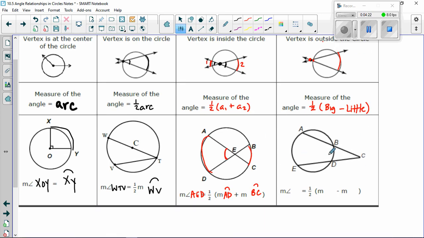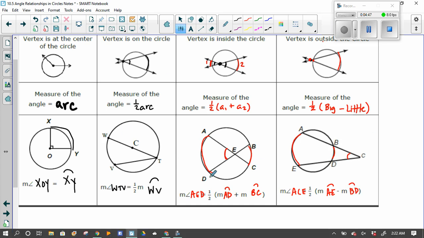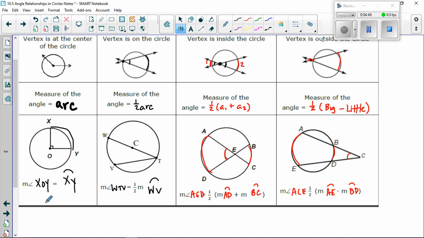So we use it with a picture that you can actually see. If we're looking for angle ACE, so this angle here, it is half the measure of the big arc AE minus the little arc BD. So those are your two new scenarios. So this was in 10.3, this one was 10.4, and then these two are 10.5.